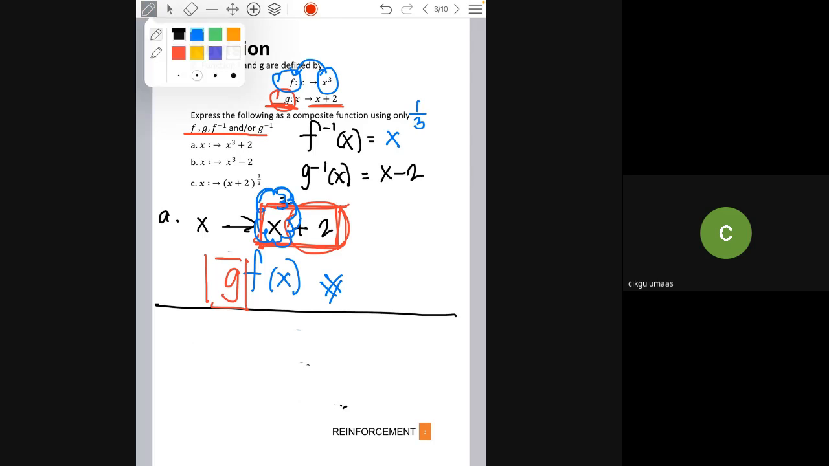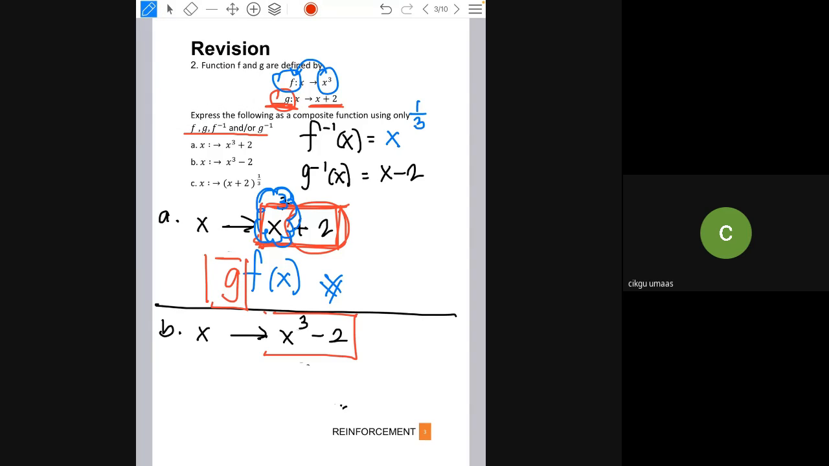I'll give you one more example. See here, B. They gave me this: x cubed minus 2. Again, first step, look at the overall picture. The overall picture got minus 2. Minus 2 can only appear for G inverse. So I write down first the G inverse. First step. Step 2, I look at the x. The x now here is with x cube. X cube only comes when there is an F. Finish story.